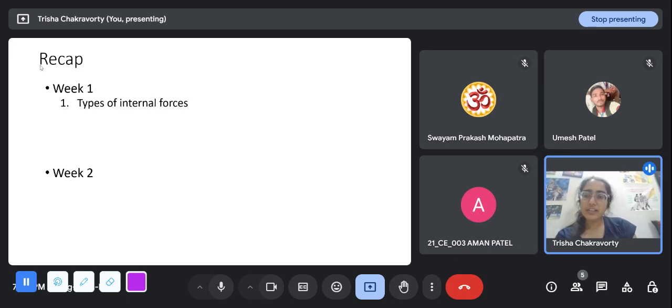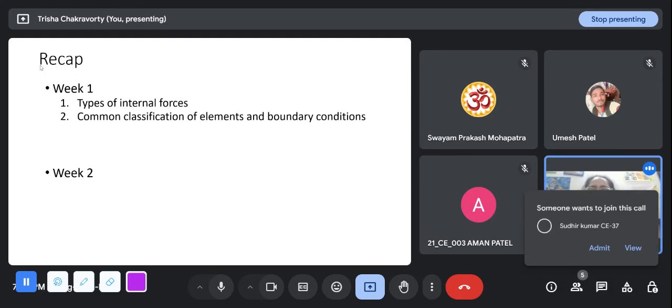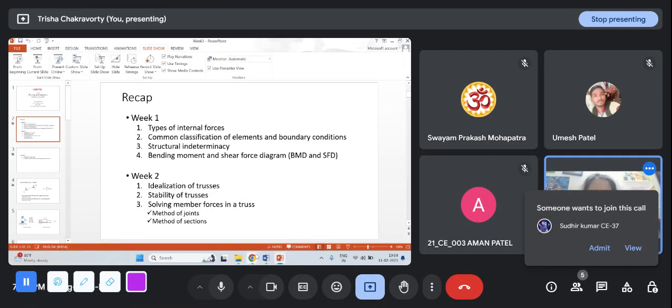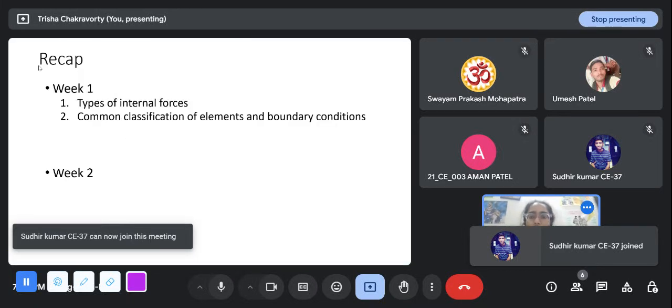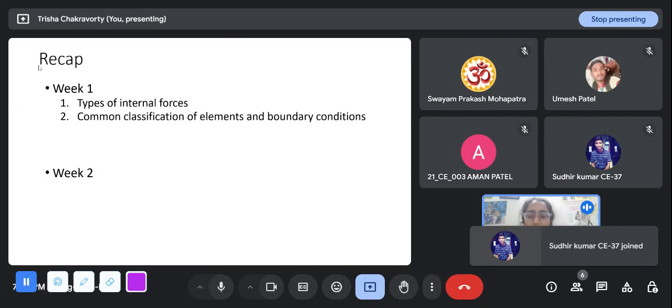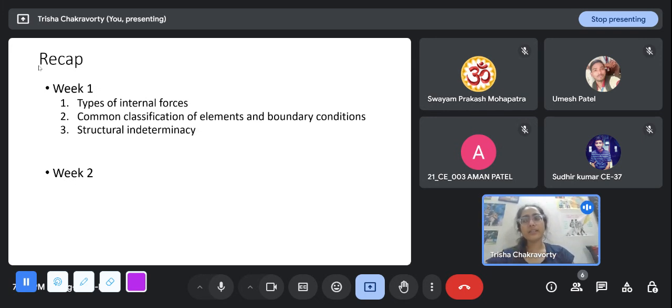In the first week, we saw there are four types of internal forces: bending moment, shear force, torsional moment, and axial force. And we have seen the common classification of elements, the idealization of elements like trusses, beam, truss element, beam element, and the common boundary conditions that we encounter in civil engineering structures like roller support, hinge support, fixed support, and so on. And we looked at structural indeterminacy, internal indeterminacy, external indeterminacy, and how it is calculated.